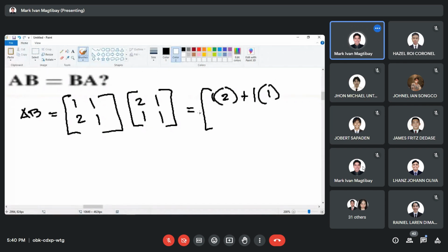So, doon naman po tayo sa baba. Second row naman po titingnan natin but nasa first column pa rin po tayo. Okay? So, 2 times 2. Ito po yan at saka ito. Plus 1 times 1 po. Okay? So, 1 times 1 po natin. So, nakuha po natin yung pang first column po natin. So, kukunin naman po natin yung pang second column naman po natin. Okay?